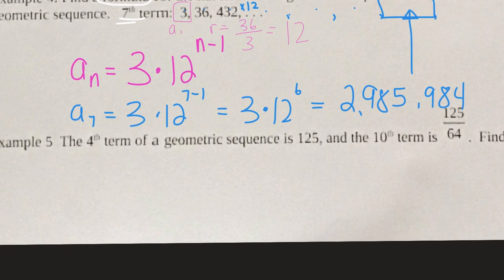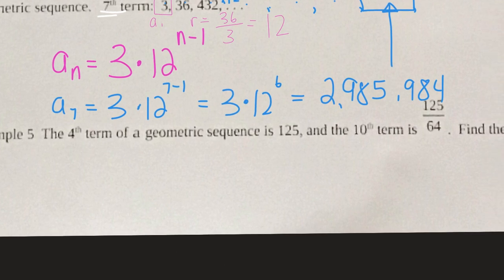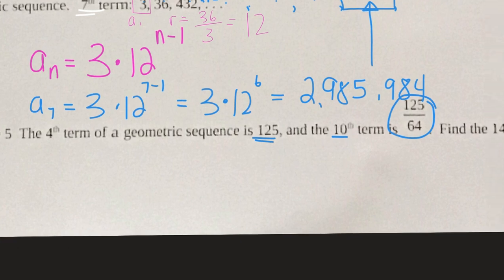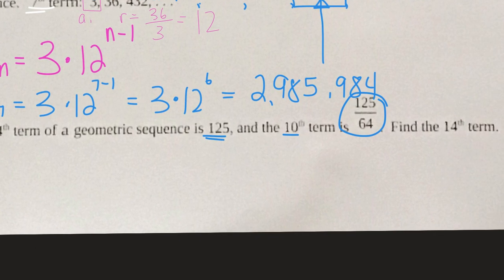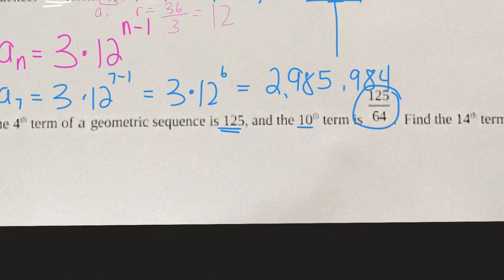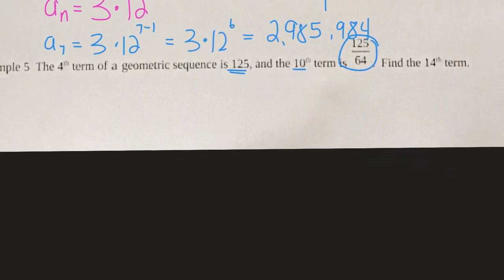Okay, so now we have an algebra equation. The 4th term of a sequence is 125, and the 10th term is 125 over 64. What is the 14th term? Okay, so this is definitely an algebra problem that we can do a couple of different ways. Number one, we could find the ratio and the first term. That would be a good idea, because then we can use the formula to find the 14th term.